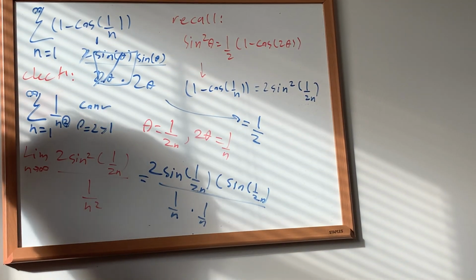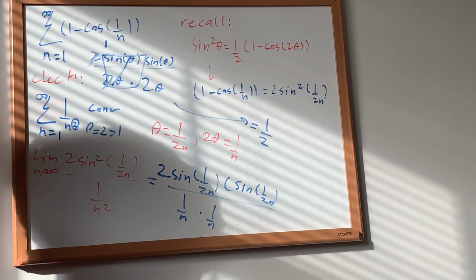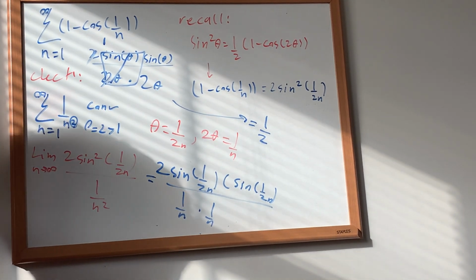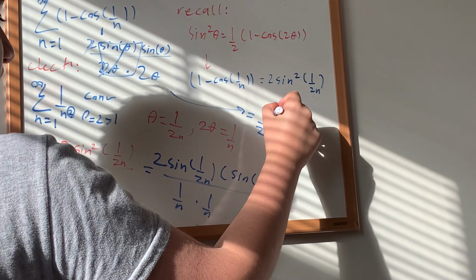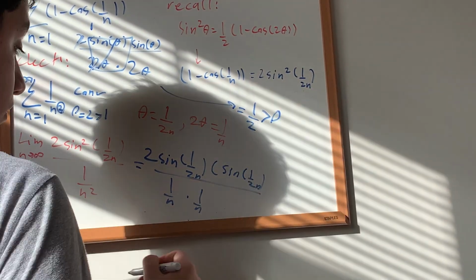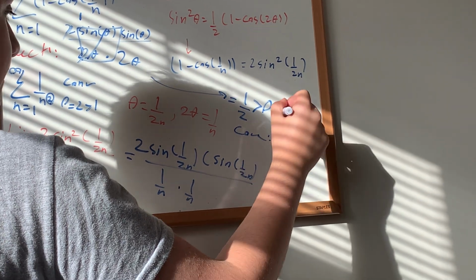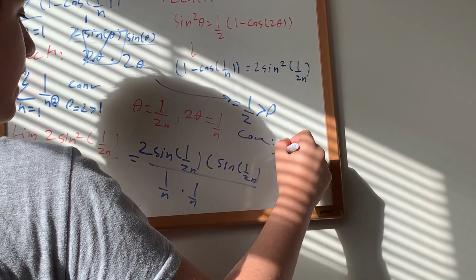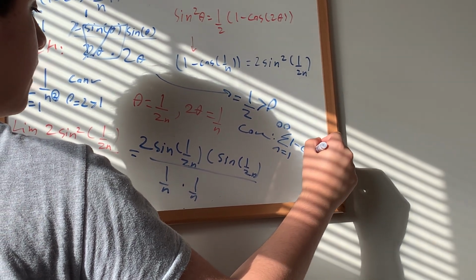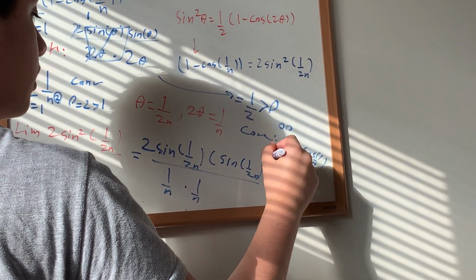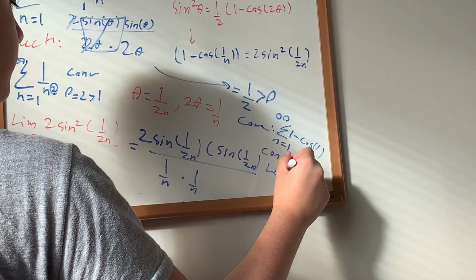And now, because we're doing the limit comparison test, if the answer is positive and finite, we can make a conclusion. And we should mention that 1/2 is greater than 0. So our conclusion is that the series from n equals 1 to infinity of 1 minus cosine of 1 over n converges by the limit comparison test.